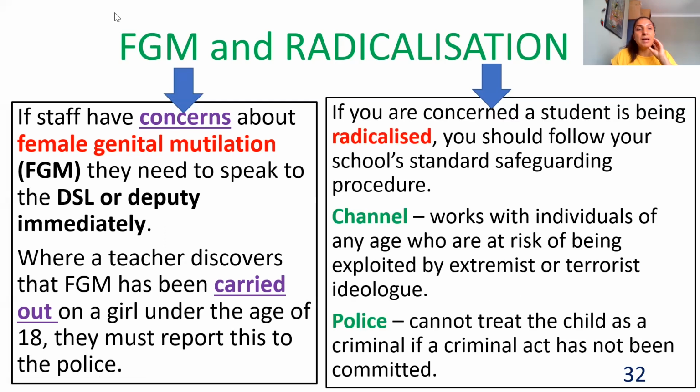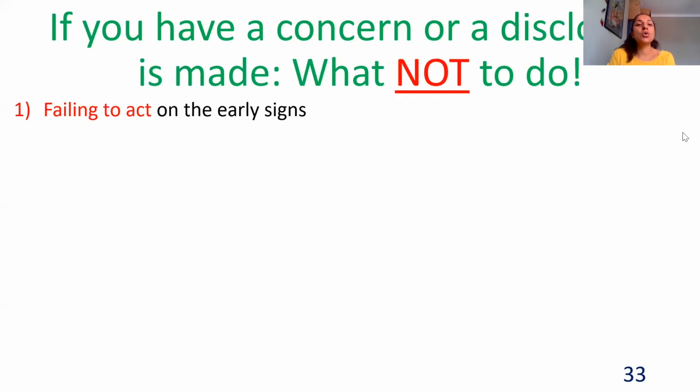If you are concerned about a student being radicalised, it just involves you following the school's standard safeguarding procedure. But what happens potentially after that? Channel, which is an organisation that works with individuals of any age who are at risk of being exploited by extremist or terrorist ideology, will be contacted and involved with that young person. Alternatively, the police. However, the police cannot treat the child as a criminal if a criminal act has not been committed. So if you have a concern or a disclosure is made, these are the things that you are not meant to do. Failing to act on the early signs.